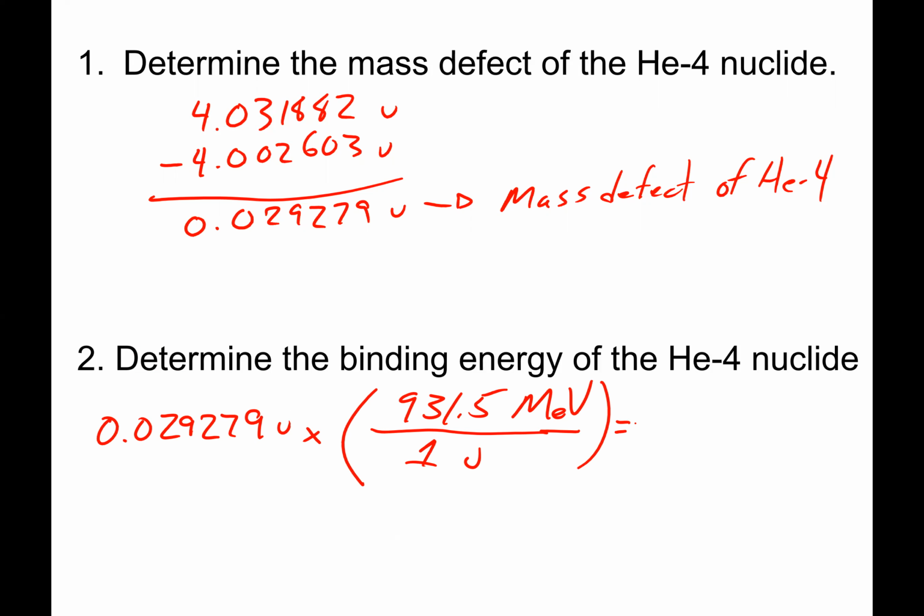So when I multiply those two together on my trusty calculator, I get 27.27 mega electron volts. Okay, so two very important concepts. If I listed a nuclide and gave you the mass of a proton and the mass of a neutron, I would expect you to be able to do something like what I just did here: determine the mass defect and then determine the binding energy.